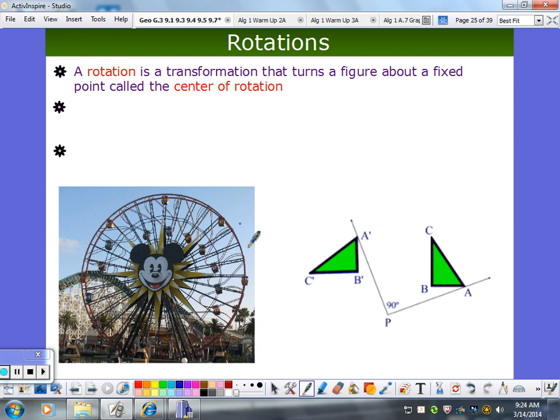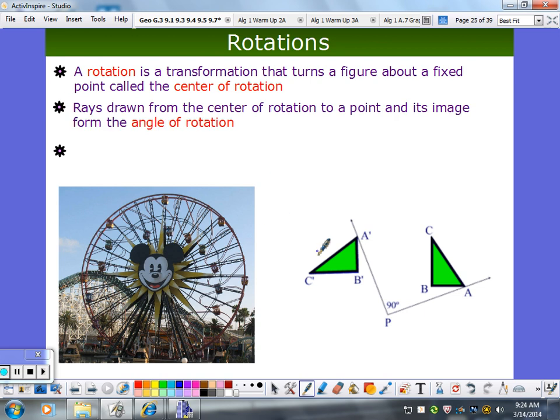Anyway, a rotation is a turn. Turn, right? So we're turning. It's rotating around a fixed point. We call that the center of rotation. Rays drawn from the center of rotation to a point, so I can have an angle of rotation. So here is A and here is A prime. It's the transformed point. So if you draw those lines, you get an angle of rotation. So this is rotated 90. And notice I'm going this way. The normal rotation is a counterclockwise direction.